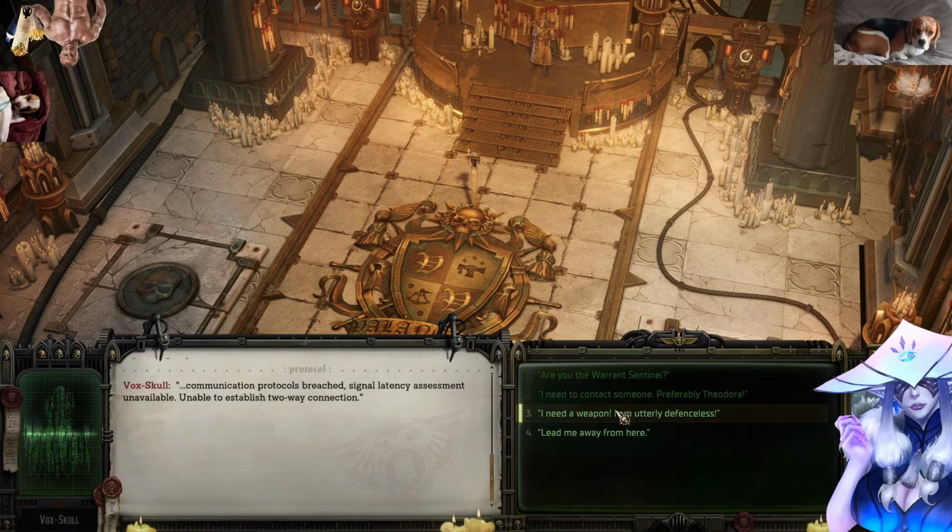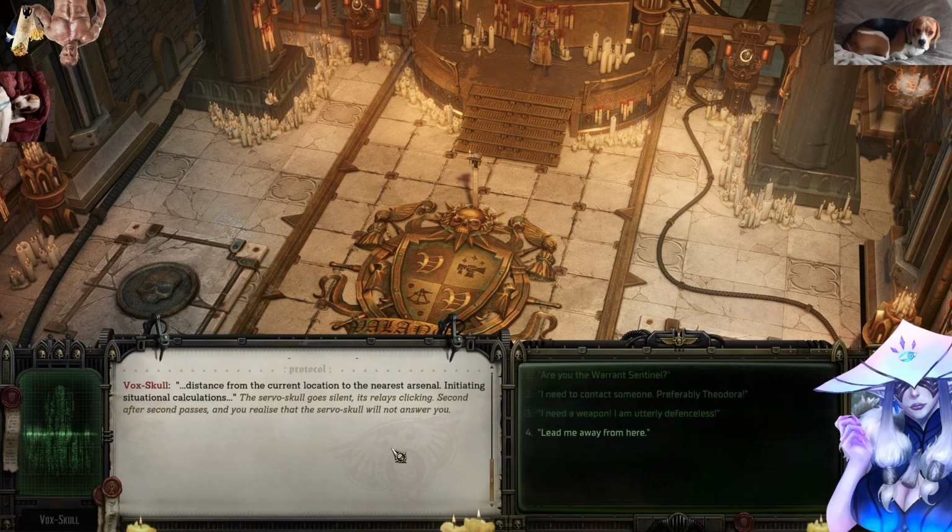Well, I need a weapon. I need something. Distance from the current location to the nearest arsenal. Initiating situational calculations. The servitor goes silent, its relays clicking. Second after second passes, and you realize that the servitor will not answer you.